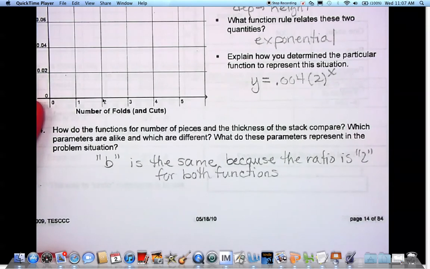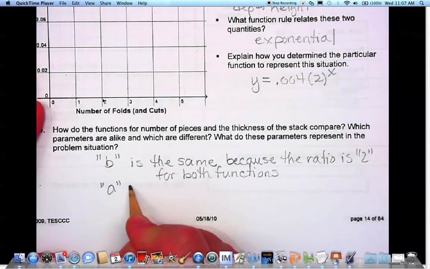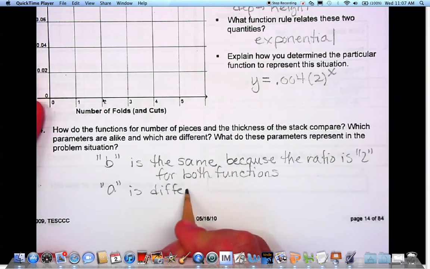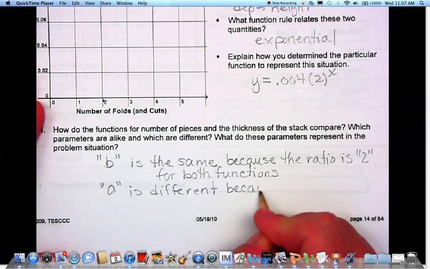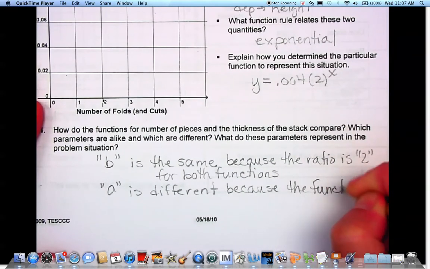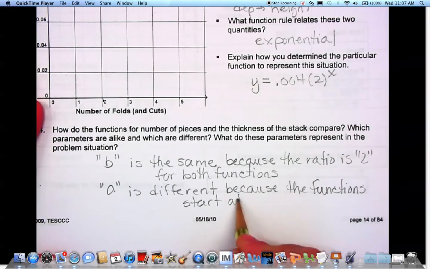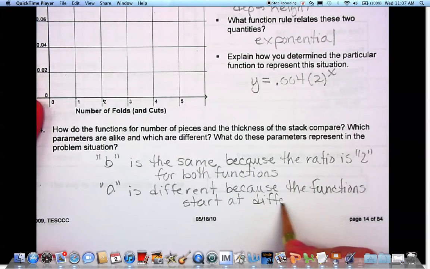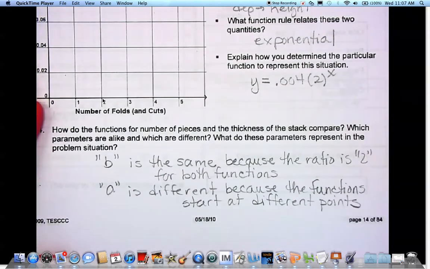Okay, what part's different? The A. The A is different because the functions start at different points. The number of pieces started at 1 and the height started at 0.004.